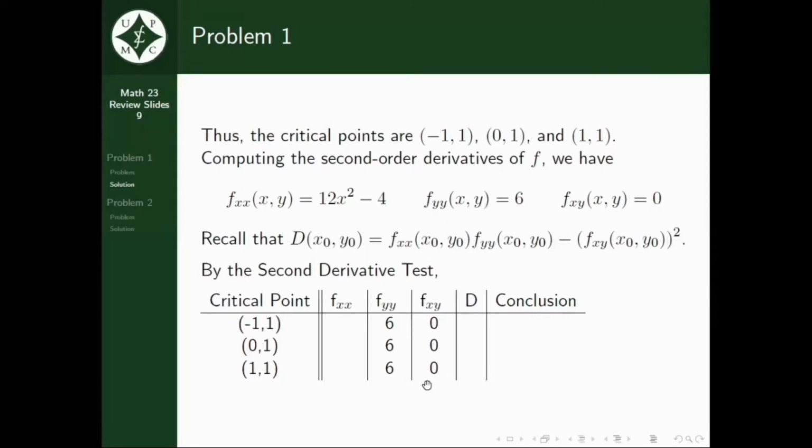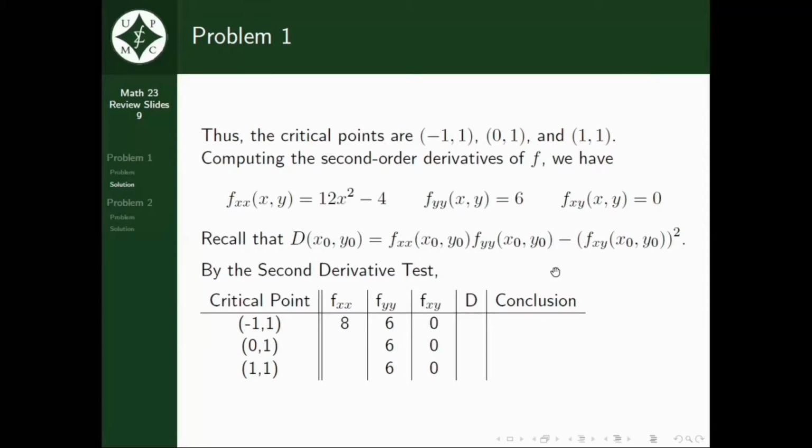Okay? So, as you can see, applying the second derivative test is a systematic method. Okay? So, practice is really advised in this topic. Now, let's fill this table. So, what is f sub xx at negative 1, 1? Is just equal to 8.